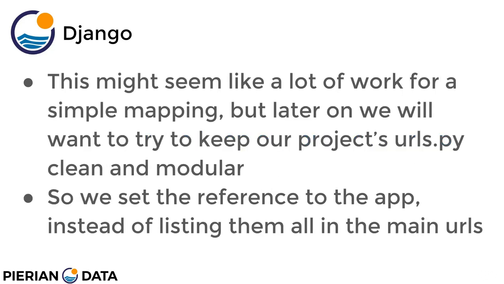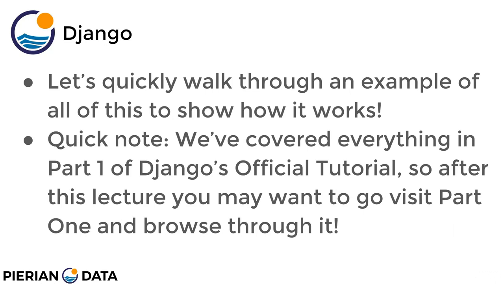And basically this might seem like a lot of work, especially for such a simple mapping, but later on we really want to try to keep our project's urls.py file clean and modular. That way we want to set the reference to the application instead of listing them all in the main urls.py file. So you can easily plug and play with your application since everything is modular now and the URLs are inside the actual application. So let's quickly walk through an example of all of this just to show how it all works.